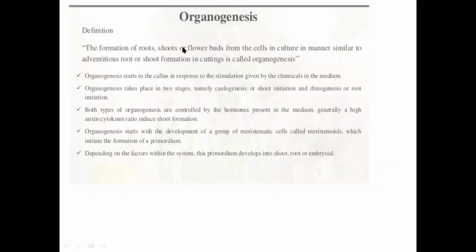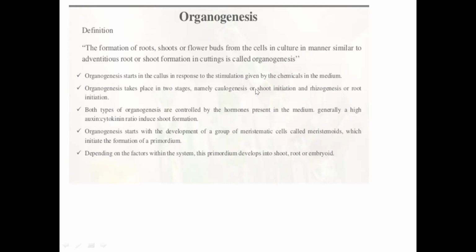So organogenesis is the formation of roots, shoots or flower buds from the cells in culture, just like what you do in cuttings. When you take a cutting and put it in the soil, you get adventitious roots or adventitious shoots. Same thing, you get it in the laboratory condition. So mainly it is in response to the stimulation given by the chemicals in the medium. So you put the callus in a chemical soup, you get whatever you want.